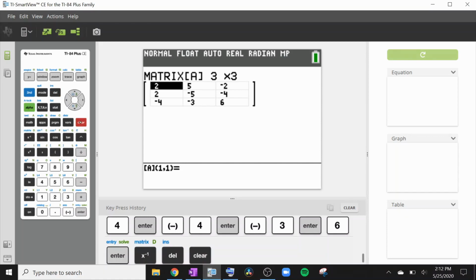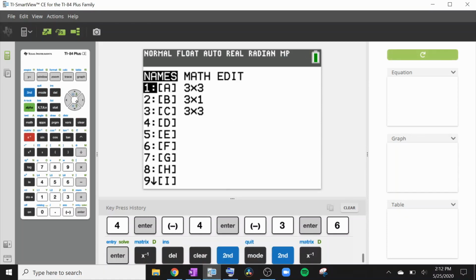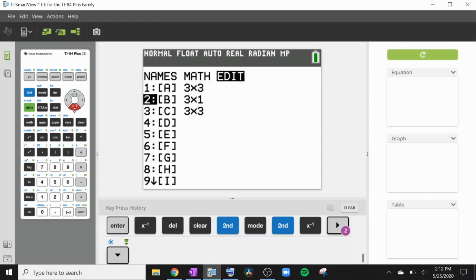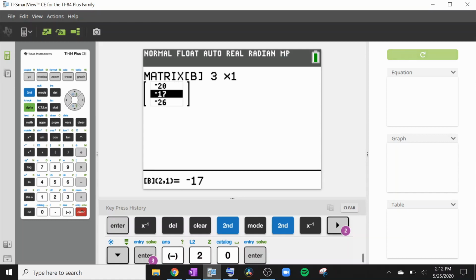Okay, let's go to the matrix page. So we can go to and edit matrix B. And so we have negative 20, 10, 22.